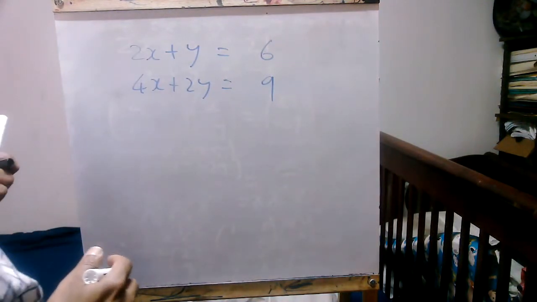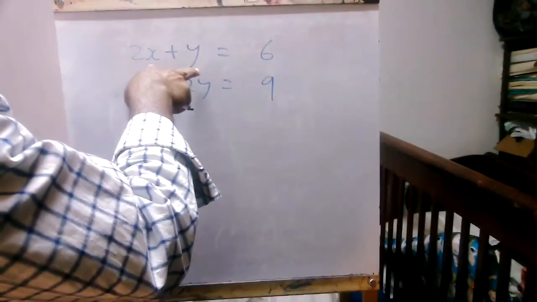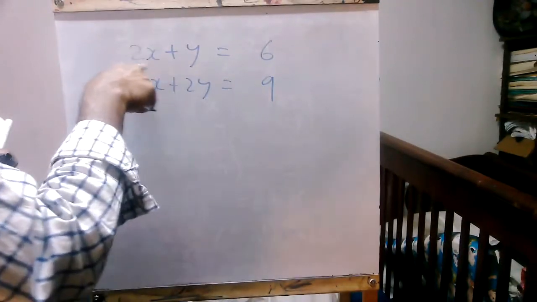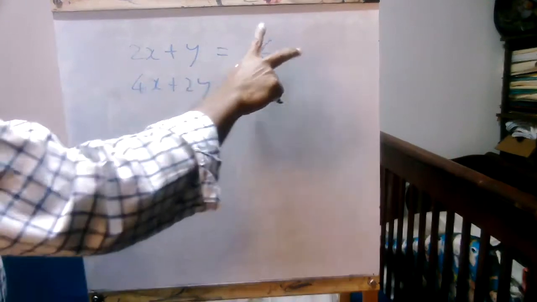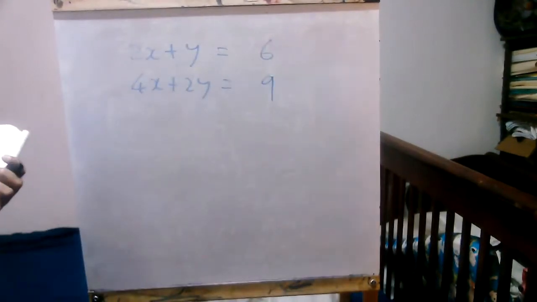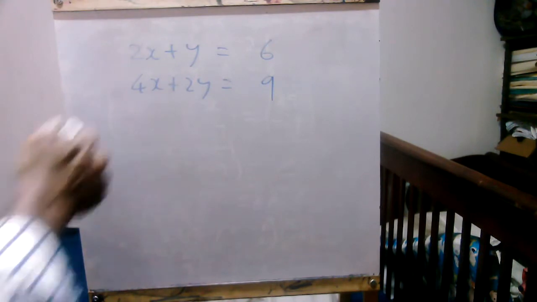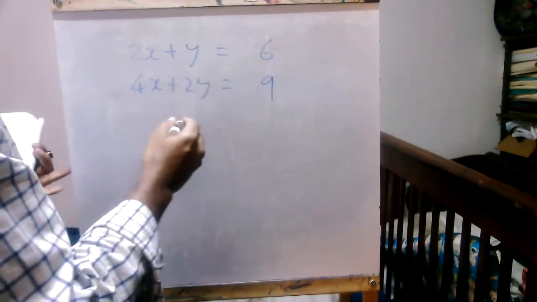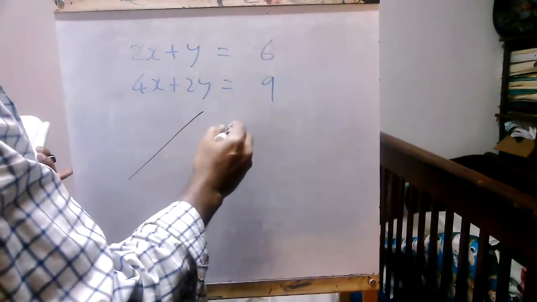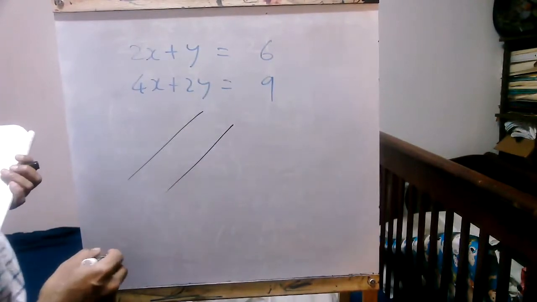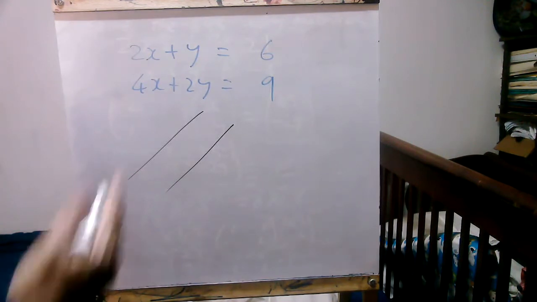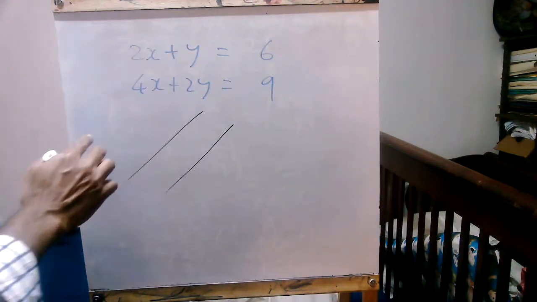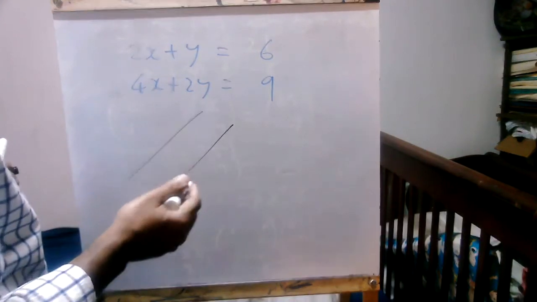On the left side, if you multiply the left side by 2, you get the same thing here, only the right side is different, which means what? These two are different lines which are parallel, therefore no solution, right? There are two special cases with lines, if you remember.